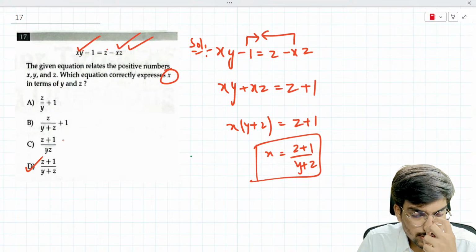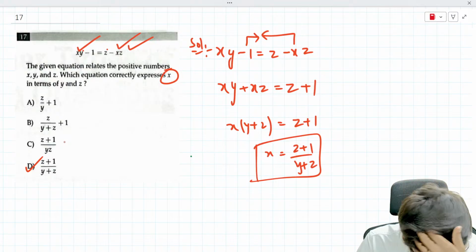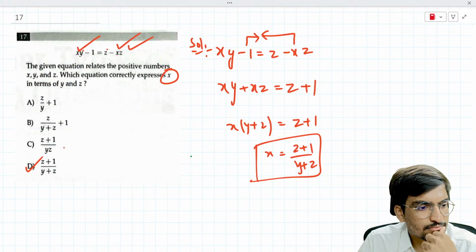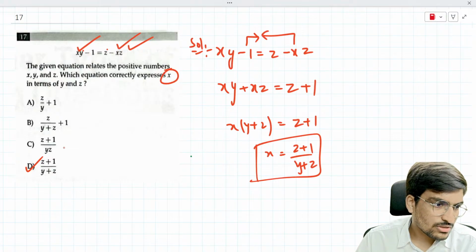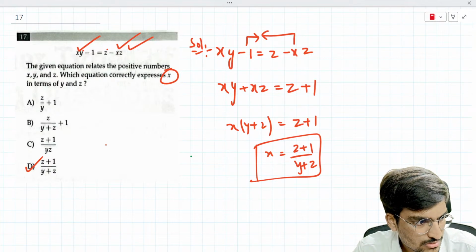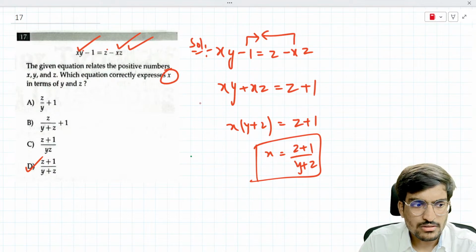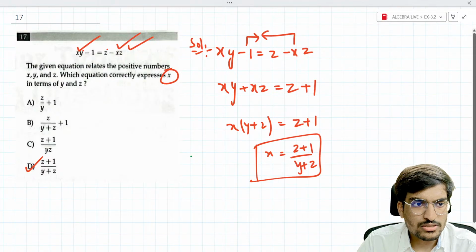Have you got it, Tanu? Okay. Saidur Rahman is back. Option C. Okay, I'm moving with the next question.